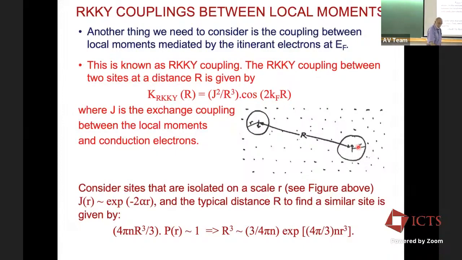And the way you estimate how far you have to go to find such a site, you just multiply the total volume that you have times the density of sites, and say that the probability of having this site, which is isolated by distance r, that product is of the order of one. As soon as you do that, you find a relationship between the separation capital R and the isolation distance little r. That's given in this formula right at the bottom.